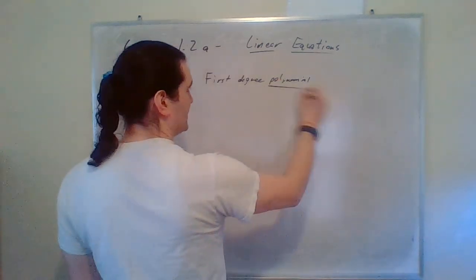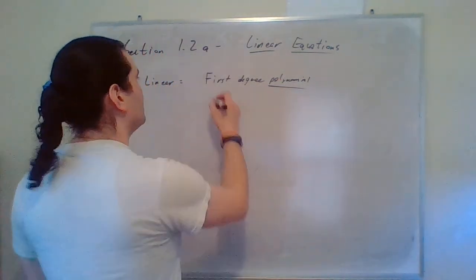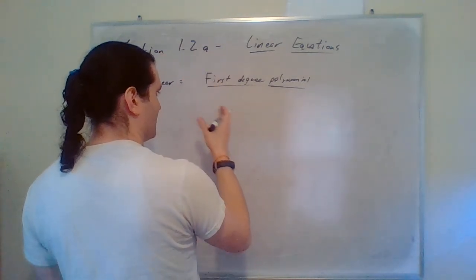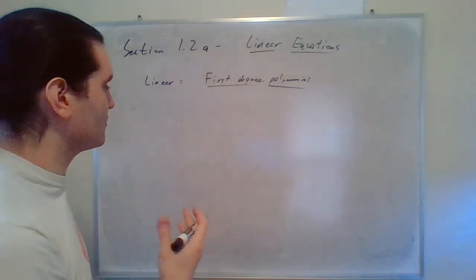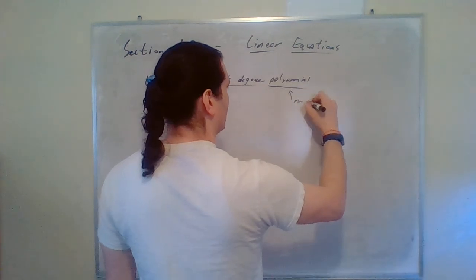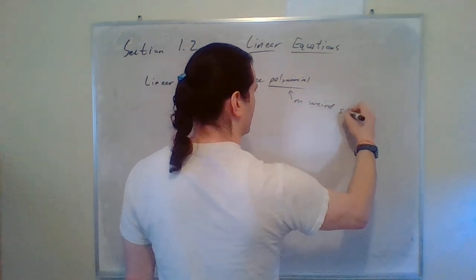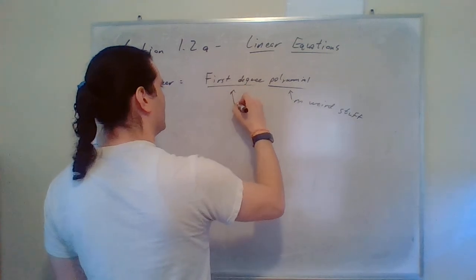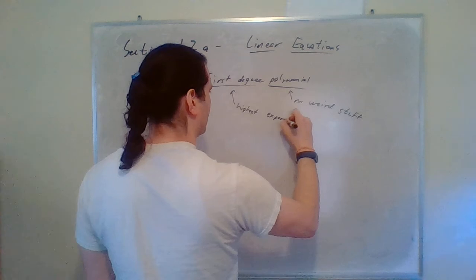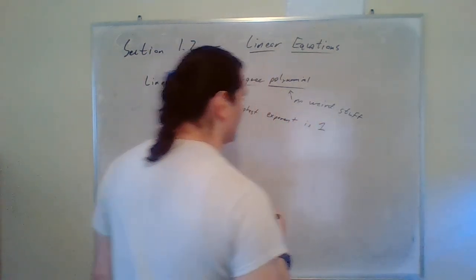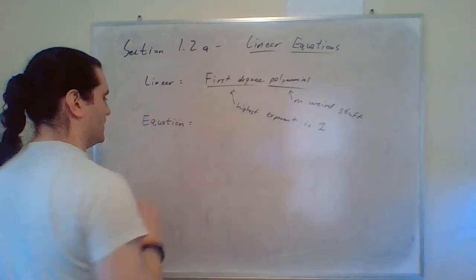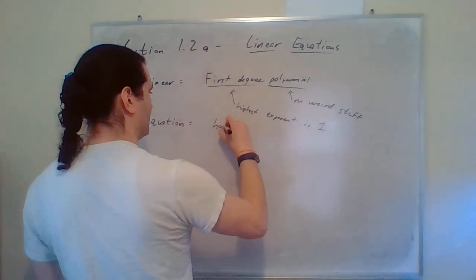And again, polynomial means no weird stuff. First degree means only x's. The only variables present are going to have exponents of 0 or 1. No weird stuff. Highest exponent is 1. And equation means has an equal sign.